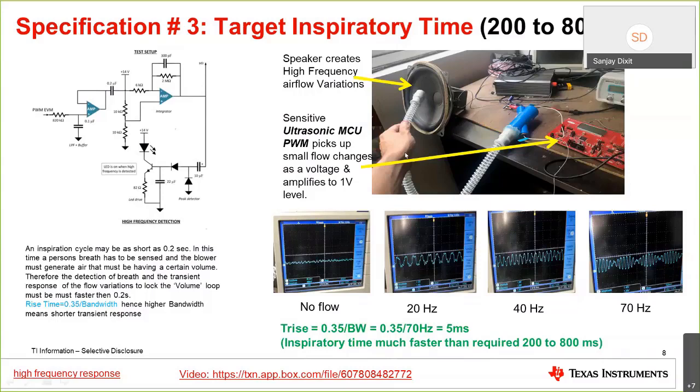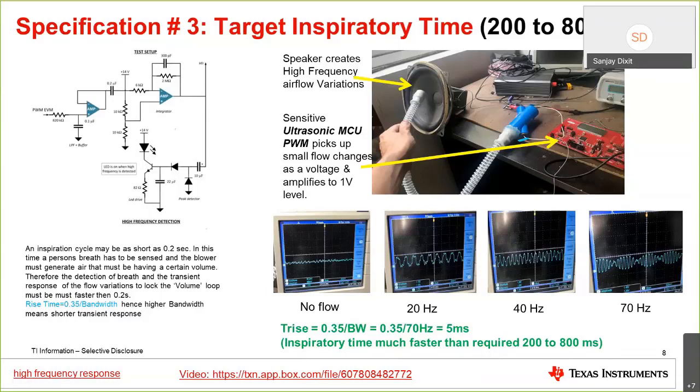And we were picking up the signal with the flow sensor, and some circuitry was amplifying these very, very minute variations in airflow. Note that they flow down this 2-meter pipe and into this flow sensor. And there you can see the scope shots of the airflow being picked up. This is at 20 hertz, this is at 40 hertz, and this is at 70 hertz. So the airflow sensor can pretty much pick up airflow variations up to 70 hertz.